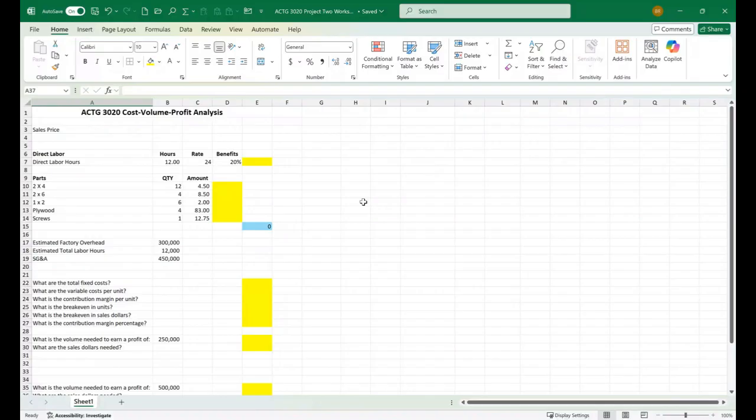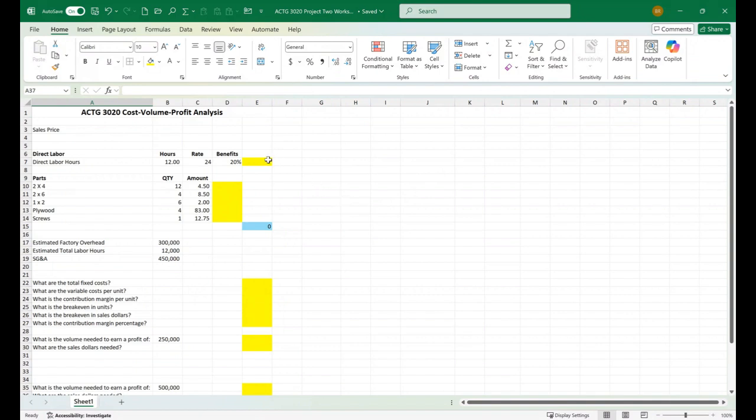This is the second project for the class. This project involves cost, volume, profit analysis. The first part of this should look familiar because this is really part of project one, but the goal here is based on the direct number of hours.